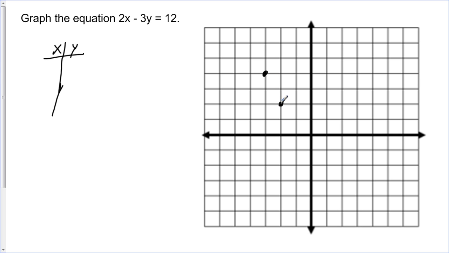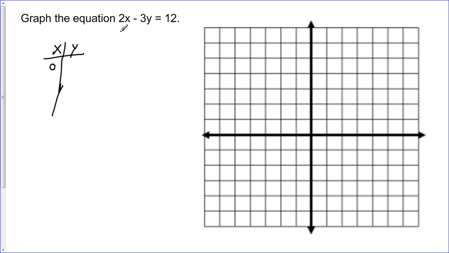So now, for this particular equation, because the coefficient of x and the coefficient of y are both divisors of 12, 12 is divisible by both of them, it's going to be very convenient to use intercepts to graph this equation. Let's find the y-intercept first. That means x equals 0.